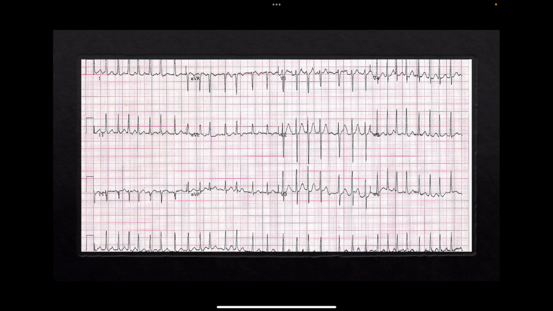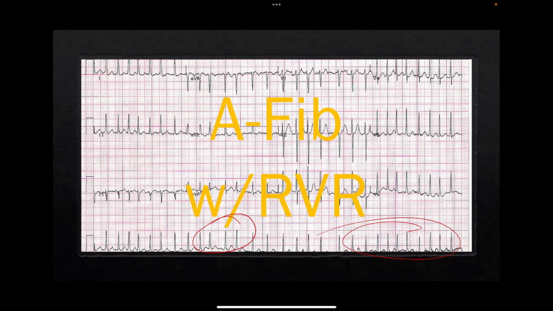Okay, look at this one. Look at your rate. Look at your rhythm. What's the rate here? Is it fast or slow? Fast. We know we're tachy. Now let's look at the P waves. Do you see a lot of P waves? No. Is the rhythm regular? Kind of, a little bit. Look at the bottom one. See how it changes up a little bit?